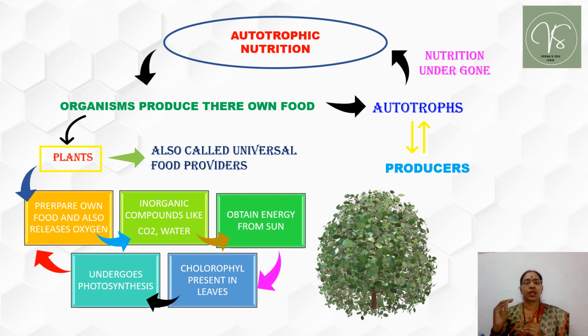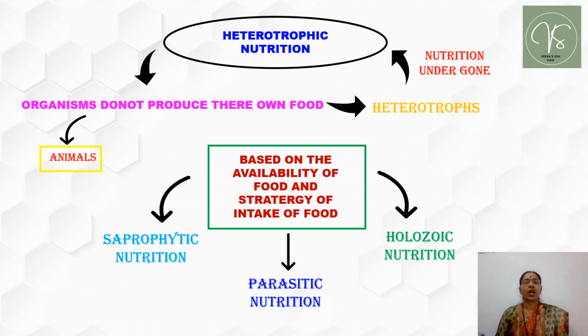So let us learn about the next type of nutrition, that is heterotrophic nutrition. Now, what is heterotrophic nutrition? Heterotrophic nutrition is a nutrition wherein the animals cannot prepare their own food. They depend on other plants and other animals for their food, and such organisms are known as heterotrophs. And based on the availability of the food and the strategy of the food intake, heterotrophic nutrition is again classified into three types, that is saprophytic nutrition, parasitic nutrition, and holozoic nutrition.